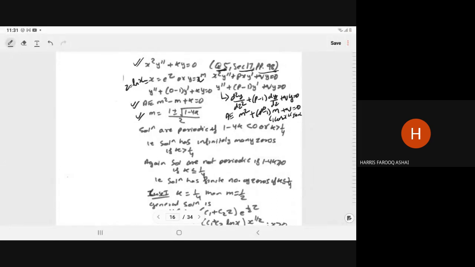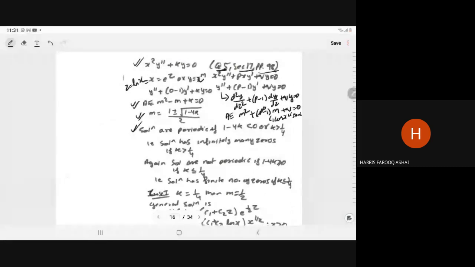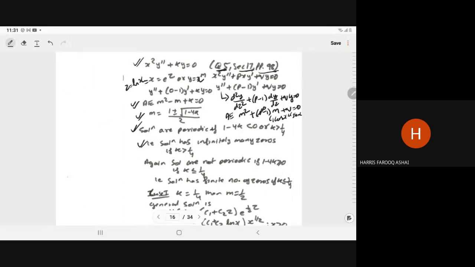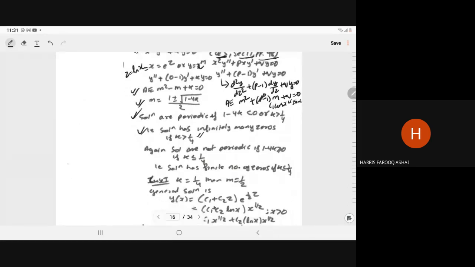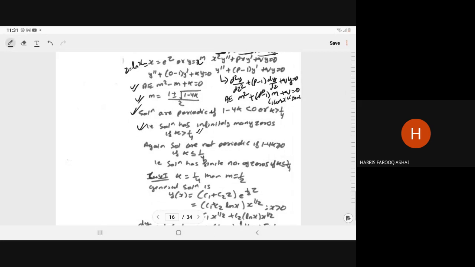Sin x and cos x are periodic in nature, which means they have infinitely many zeros. So solutions are periodic if 1 minus 4k is less than 0, or k greater than 1 by 4, and then the solution has infinitely many zeros. If k is equal to 1 by 4, the solutions are not periodic.